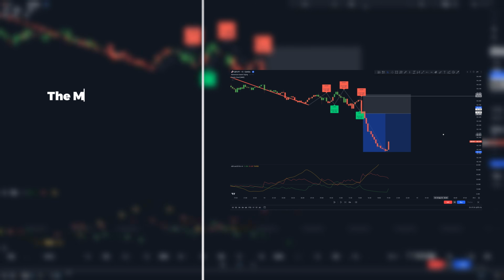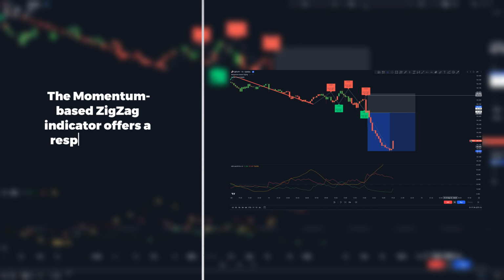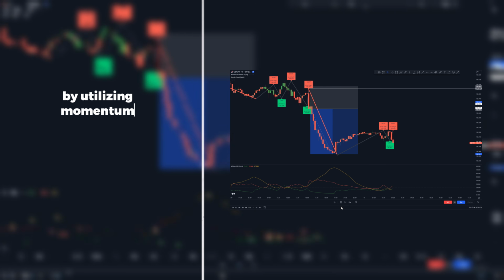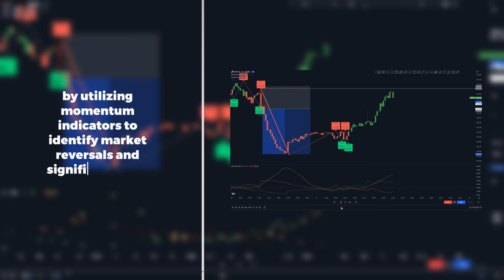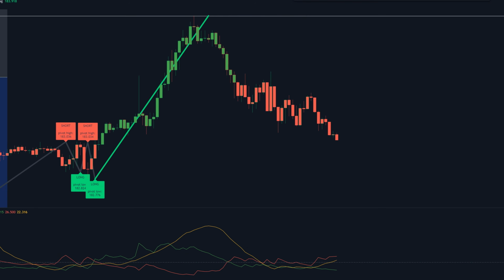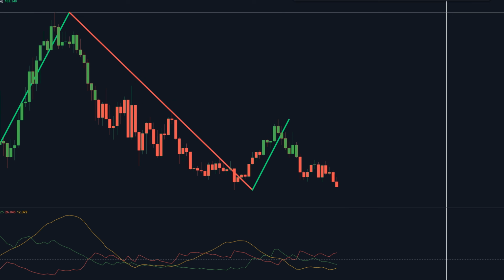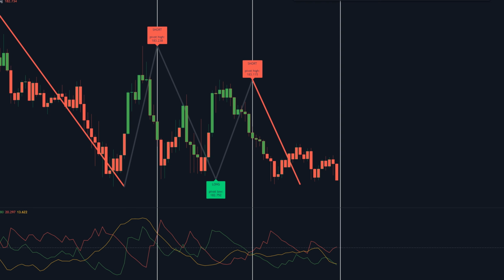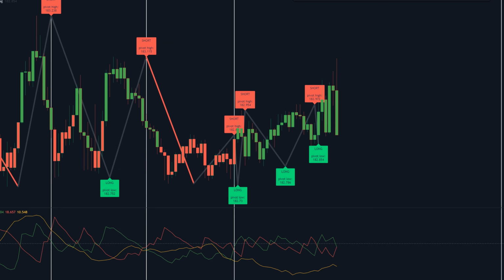As we can see, the momentum-based zigzag indicator offers a responsive and accurate approach to market analysis by utilizing momentum indicators to identify market reversals and significant price movements. It's particularly helpful for those wanting real-time and reliable insights without the delay or overcomplication seen with traditional zigzag indicators.